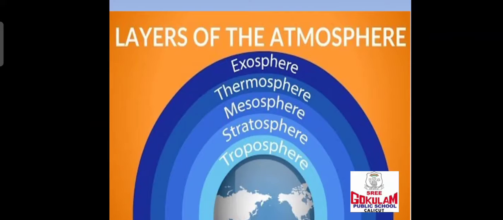Now we can learn about the layers of the atmosphere. Which are the different layers of atmosphere? Atmosphere is divided into 5 layers: the troposphere, stratosphere, mesosphere, thermosphere and exosphere. Which are the 5 layers? Troposphere, stratosphere, mesosphere and thermosphere.